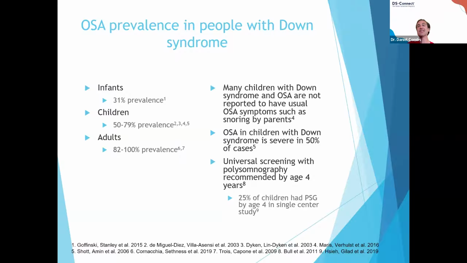Importantly, many children with Down syndrome and OSA aren't noted to have the snoring, gasping, choking that's typically reported by parents. OSA also tends to be more severe for people with Down syndrome. Because of this, the lack of symptoms in everyone and how common it is, a screening sleep study is recommended by age 4. Unfortunately, the last time someone looked, only about a quarter of kids had actually had a sleep study by age 4. So there's a lot of work to be done in terms of getting a sleep study for everyone with Down syndrome.